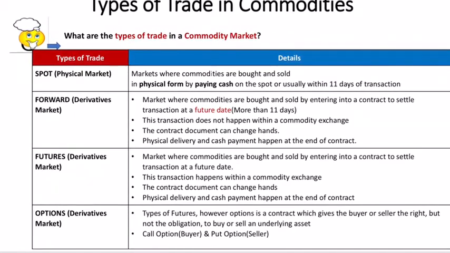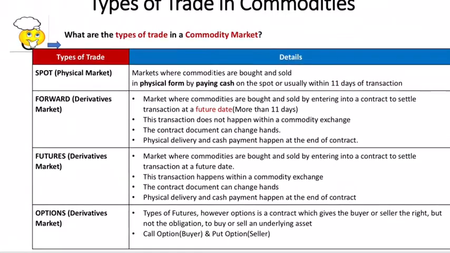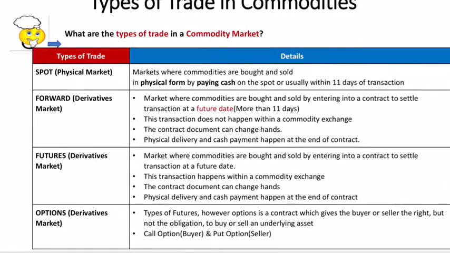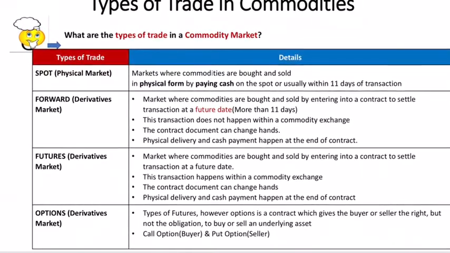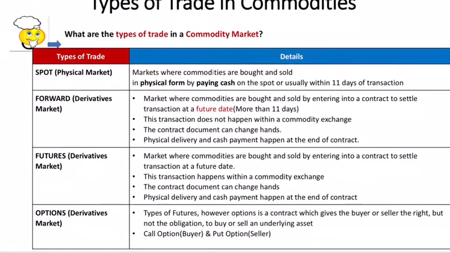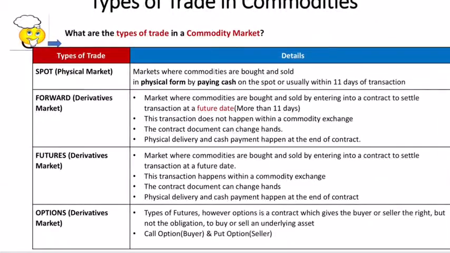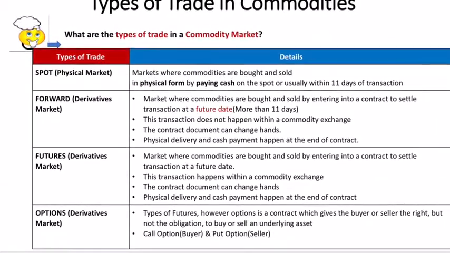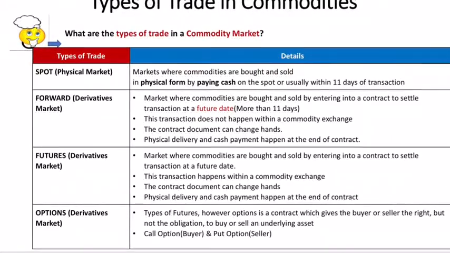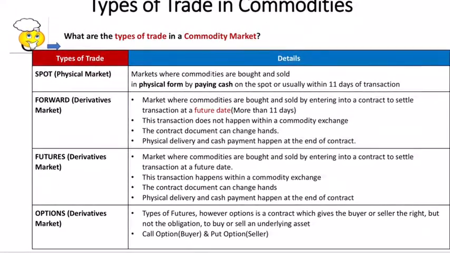Then we have the futures market. In the futures contract or futures market, commodities are bought or sold by entering into a contract to settle the transaction at a future date, but this happens within the purview of a commodity exchange. So the rules and regulations and all these standardizations that are supposed to be implemented are done in this case. And finally, we have something called the options contract or options trading.